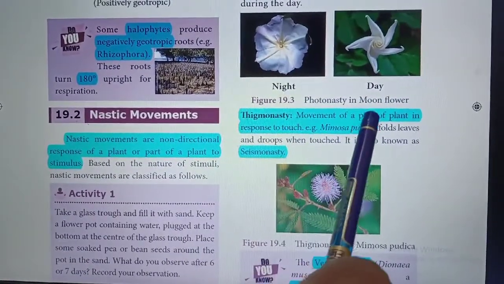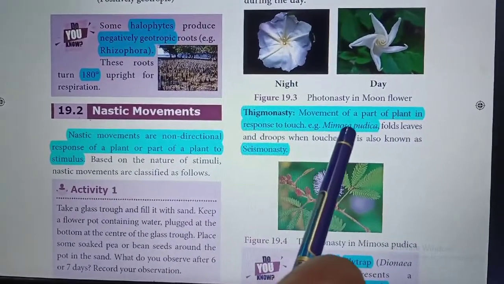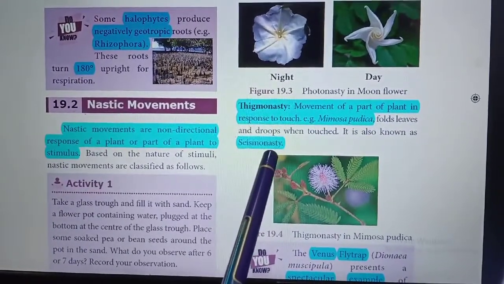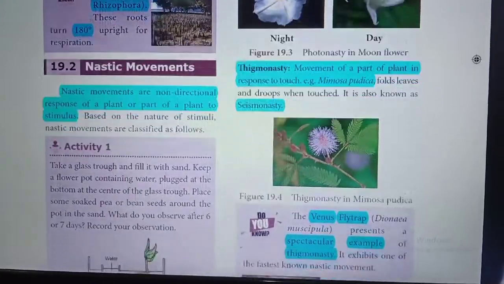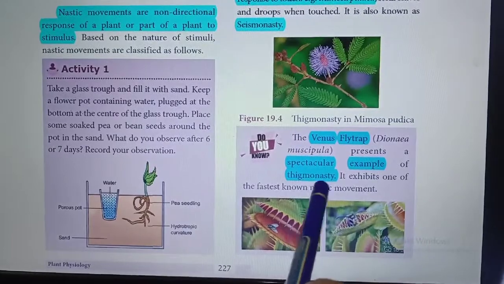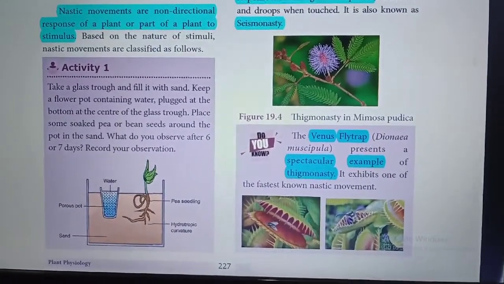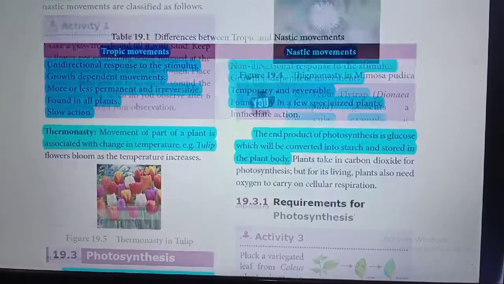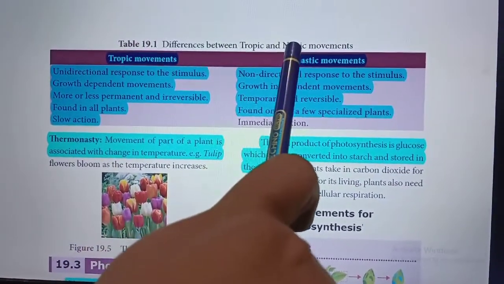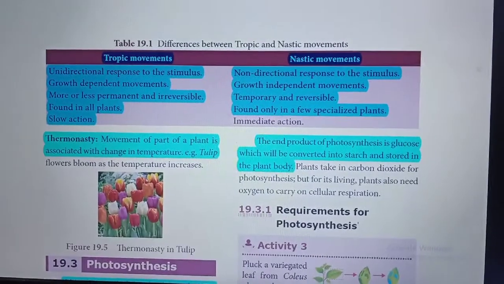Thigmonasty, movement of a part of a plant in response to touch. Example, Mimosa pudica. It is also known as seismonasty. The Venus flytrap plant shows a spectacular example of thigmonasty. Here they have given the difference between tropic movement and nastic movement. This is very important. Go through it.